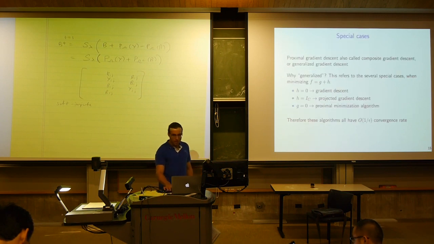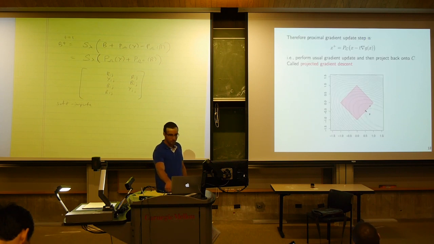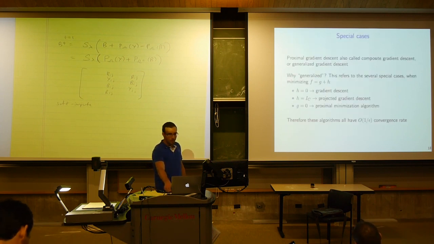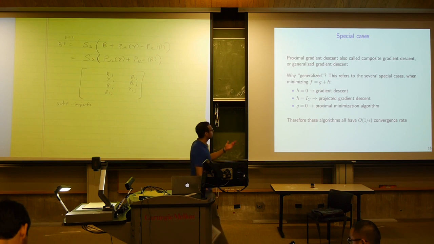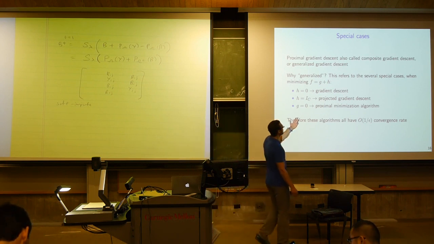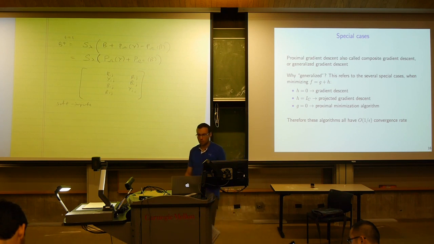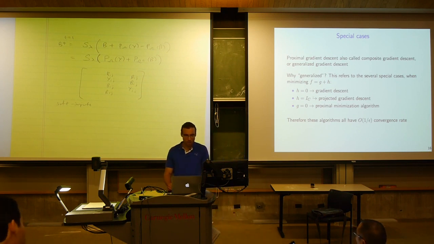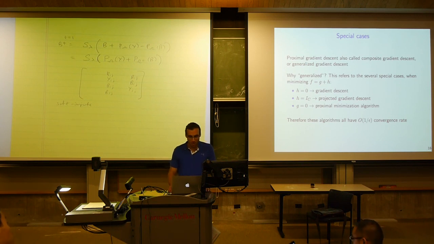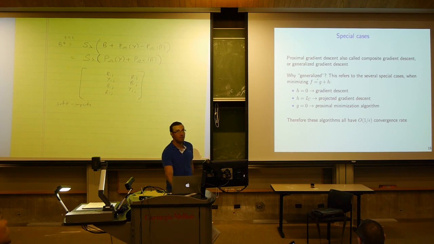So let's look at some special cases of proximal gradient, and then we'll take our break. Proximal gradient is sometimes called composite gradient descent, and it actually is often called generalized gradient descent. Just a few years ago when I had these slides, I was calling it generalized gradient descent, and then the trend seemed to change. Everyone was calling it proximal gradient, so I just changed everything in the slides to say proximal gradient. But I used to call it generalized gradient descent.